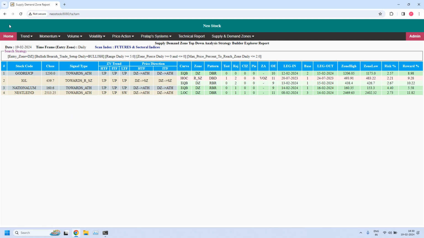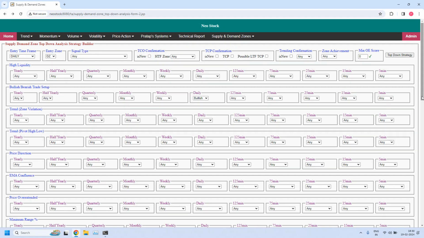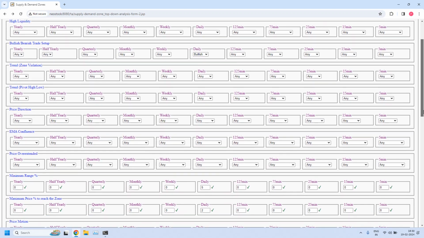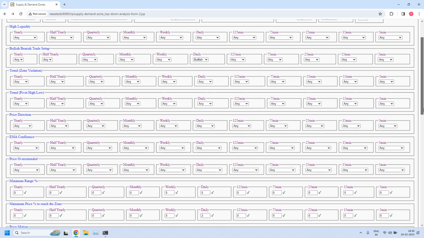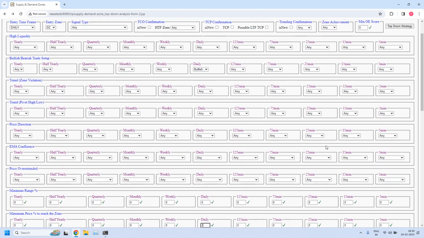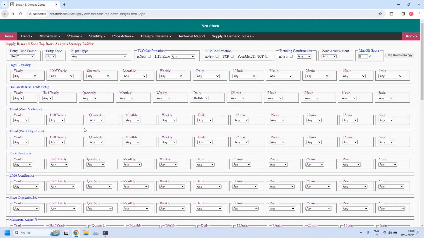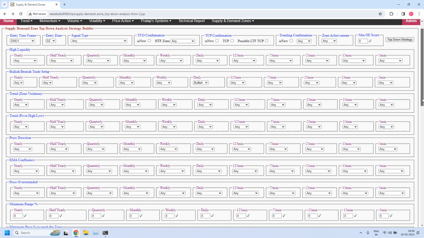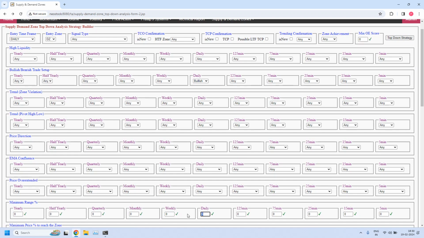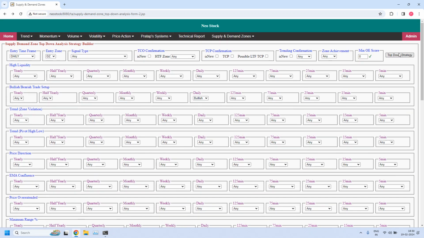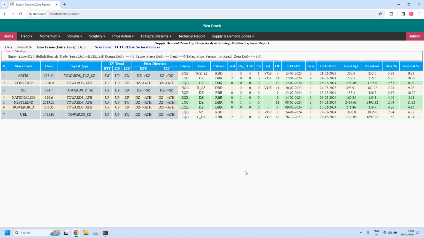Now let us further filter. Now let us check to 3% close to the demand zone. If tomorrow price is down by 3%, we will get an entry. I'm changing 2% to 3%. 6 stocks are filtered. Now within 4% also we will check. These 7 stocks are filtered.